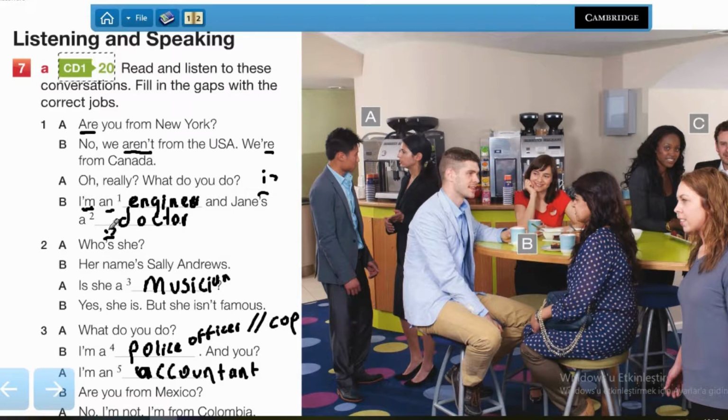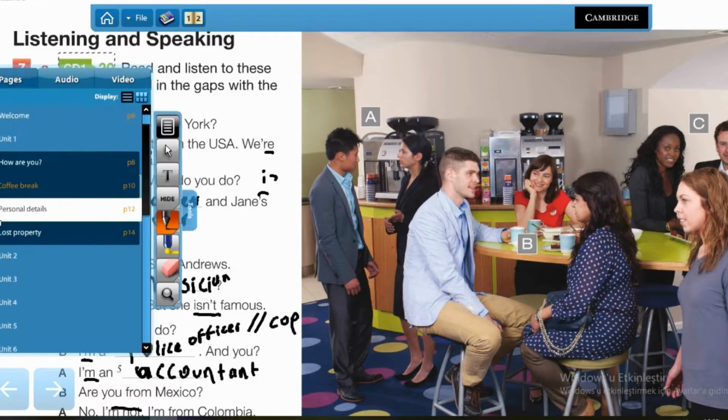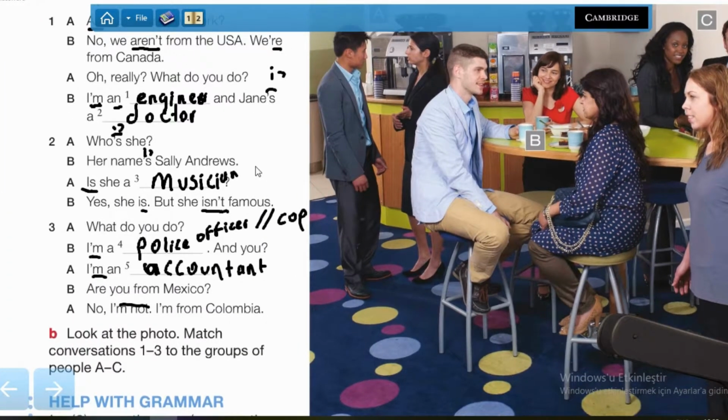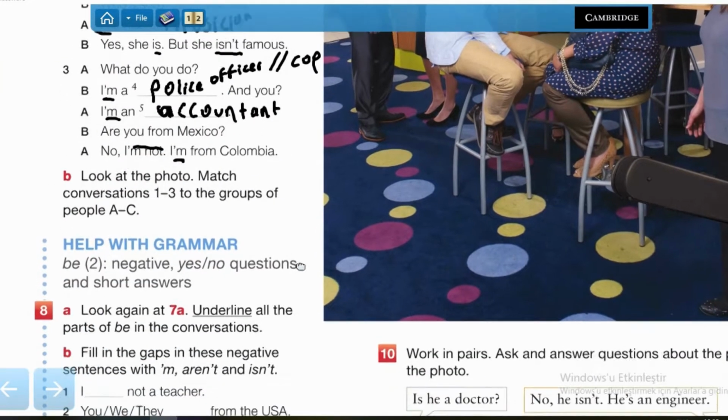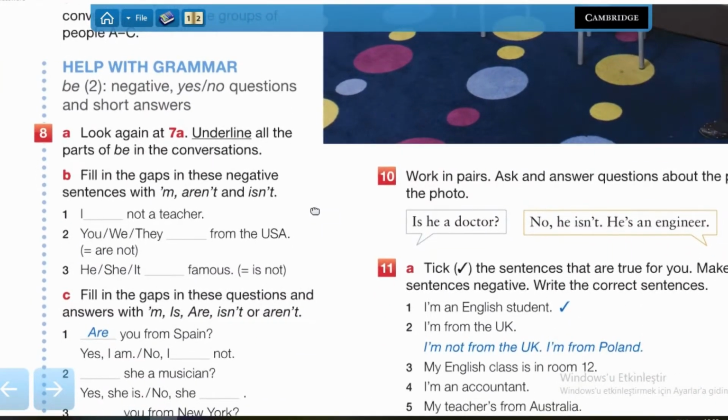So here is the is. Her name is, what we say is her name's, especially when we speak. We use contractions, her name's, her name is. Is she a musician? So to be form is, yeah, is, and yes she is, but she isn't. I'm not. Let's go down to be forms, positive or negative forms, and the last one here is again I'm.